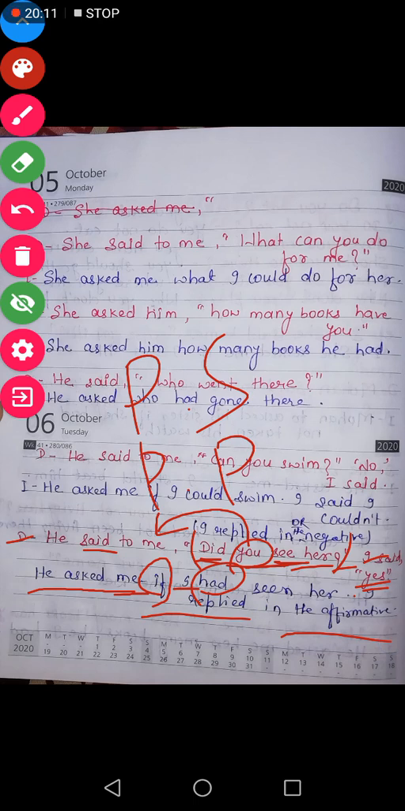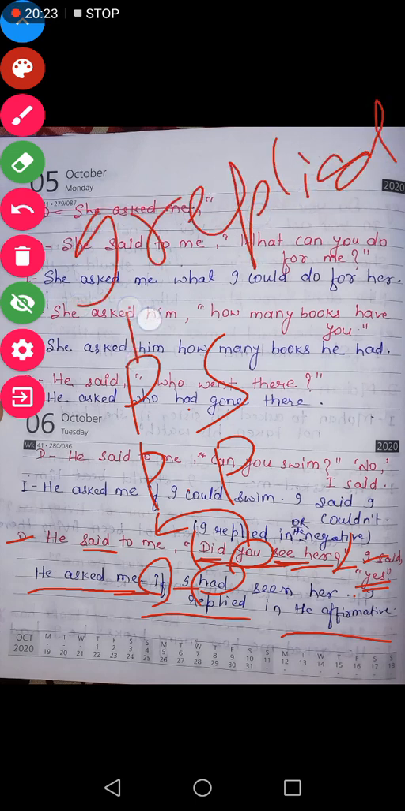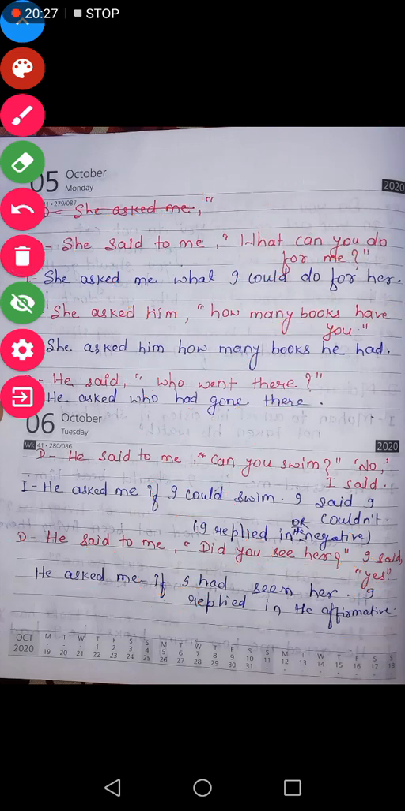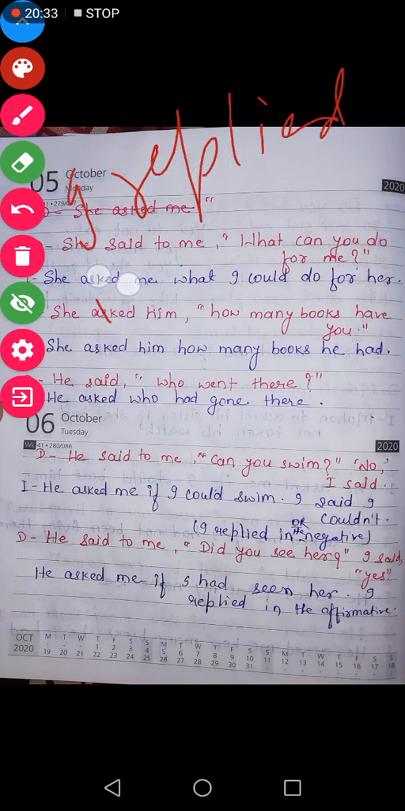So if in the sentence you get I said no, then you can change it into indirect as I replied in the negative, right? And if you have yes, then you can say I replied in the affirmative.